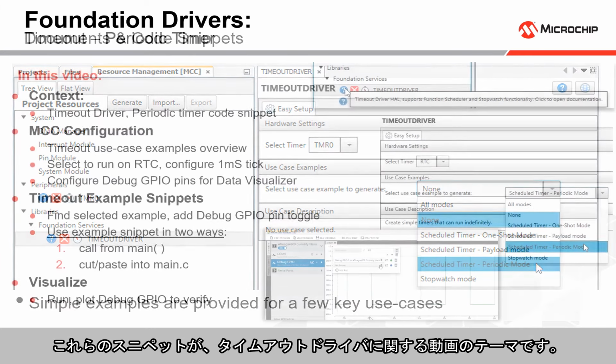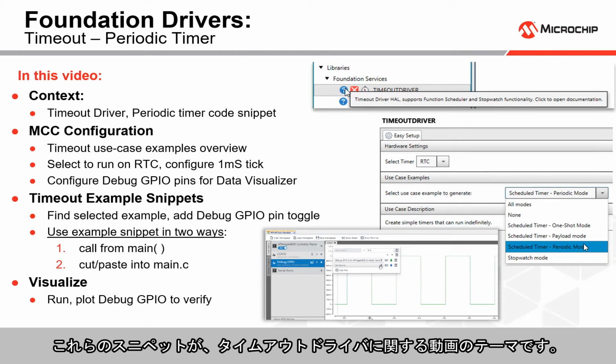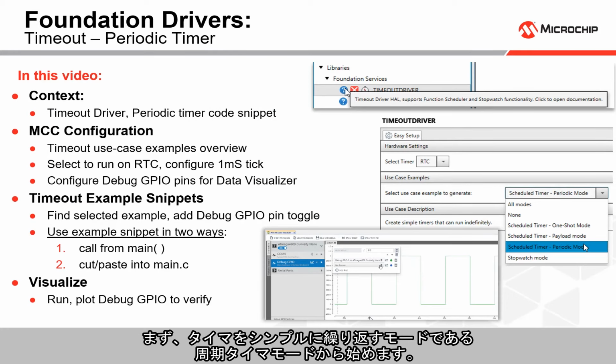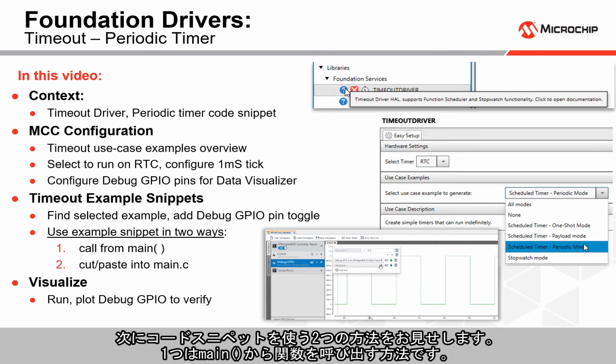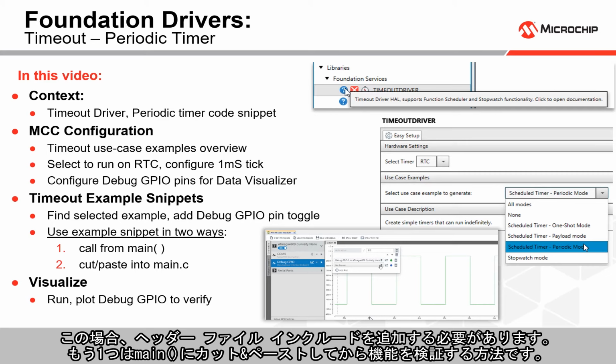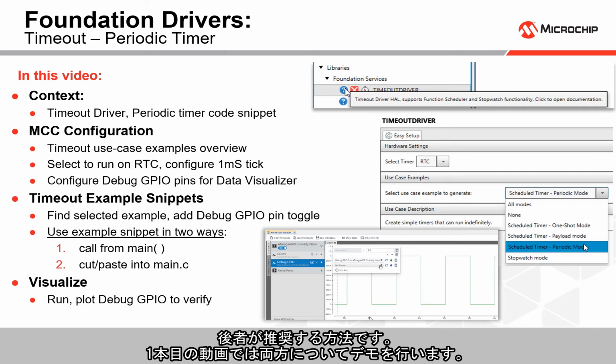These example snippets are a major focus of the videos that we have on the timeout driver. You'll see that we start with the periodic timer mode, the simplest mode with a repeating timer, and we demonstrate here the two ways that you can use the code snippets: either calling the function from main, where you'll have to add some header file includes, or cutting and pasting into main, and from there verifying the functionality, which would be the recommended method. Both of these are demonstrated in the first video.